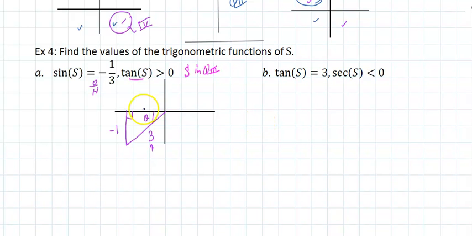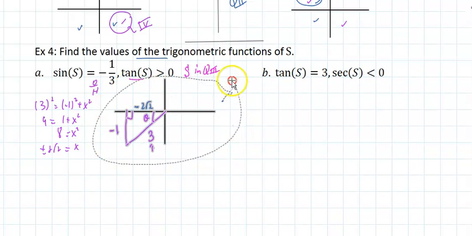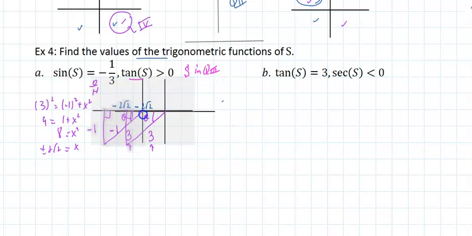Now what? Now I need to figure out the missing side. Well, I'll say 3 squared equals negative 1 squared plus x squared. 9 equals 1 plus x squared, so x squared equals 8, x equals plus or minus 2 radical 2. In this quadrant, is x positive or negative? Isn't x negative in this quadrant? So what do I need? Find the value of the trigonometric functions. I would like to know what is the sine of theta, what is the cosine of theta, and what is the tan of theta, and I assume you could find the other three.